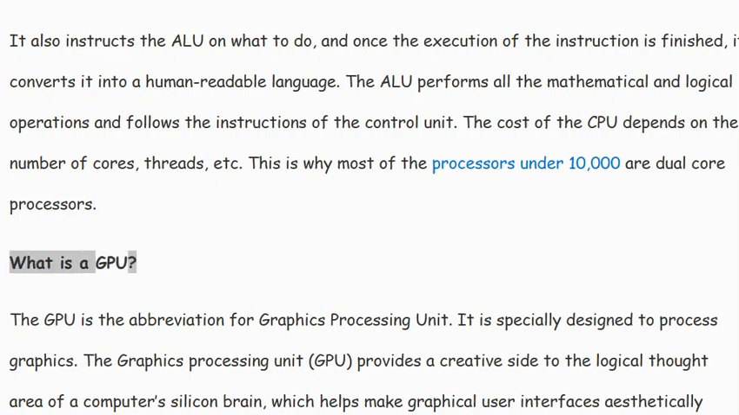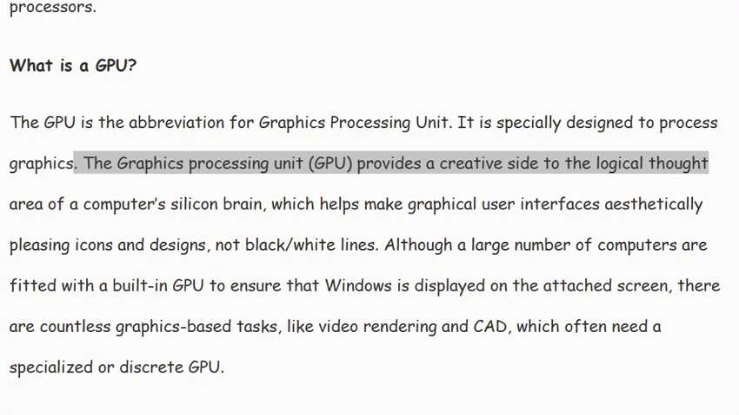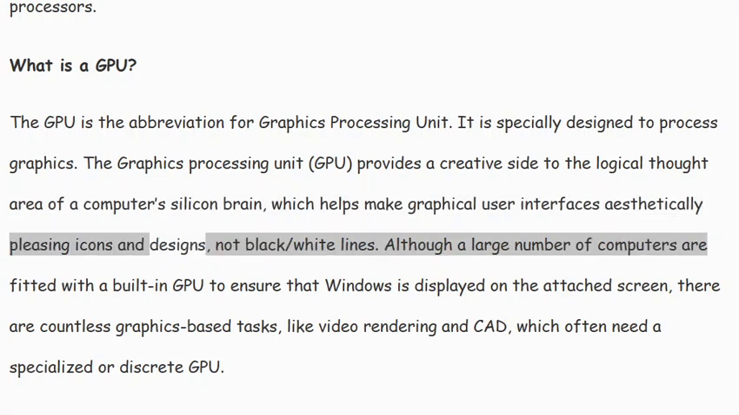What is a GPU? The GPU is the abbreviation for Graphics Processing Unit. It is specially designed to process graphics. The Graphics Processing Unit, GPU, provides a creative side to the logical thought area of a computer's silicon brain, which helps make graphical user interfaces aesthetically pleasing icons and designs, not black-white lines.